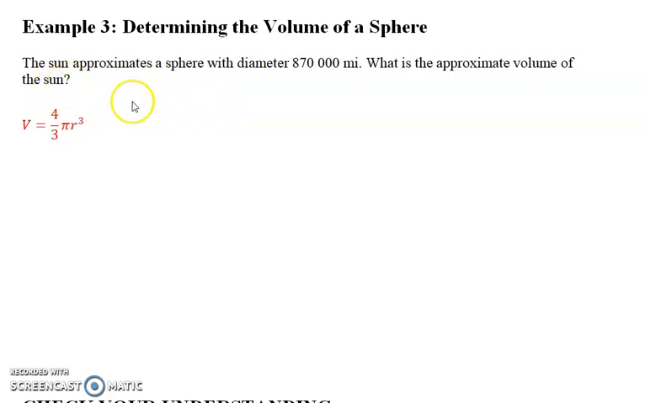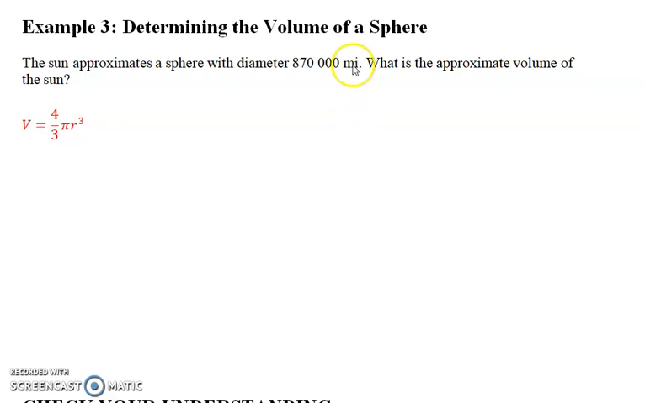And this is a real world question. It says the sun approximates a sphere, so it's approximately like a sphere. It's not exact, but we're going to say it approximates a sphere, and it has a diameter of approximately 870,000 miles. What is the approximate volume of the sun?